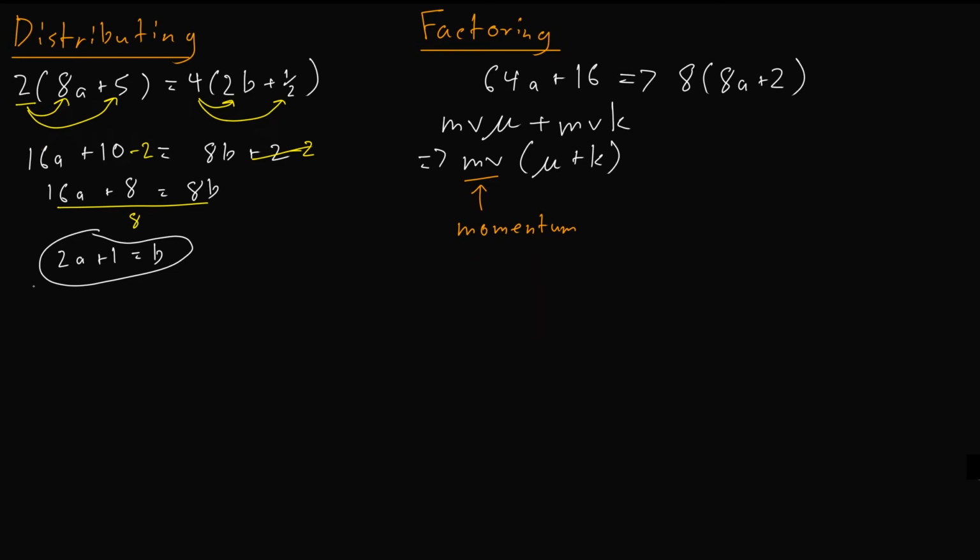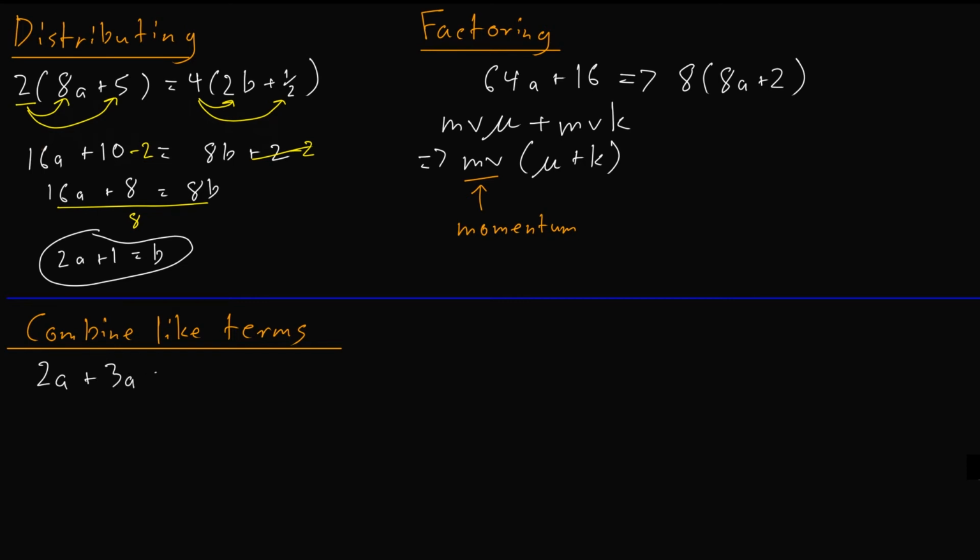All right, let's look at one final manipulation here. And that's something that we often do, and that's going to be combining like terms. Okay, very common thing when solving physics equations. The idea behind this is very simple. If you have 2a and you add in 3a, well, we can say that that is the same as 5a, right? So we're combining all of the a's together.